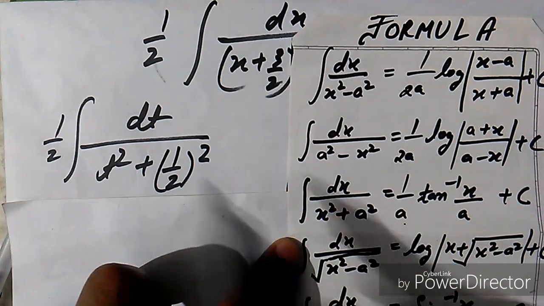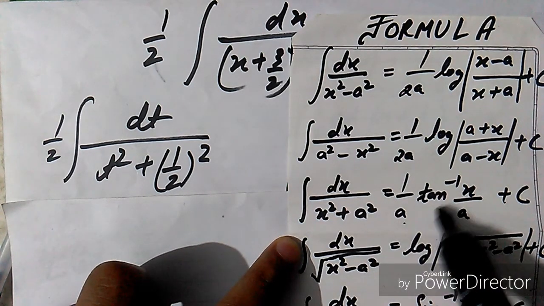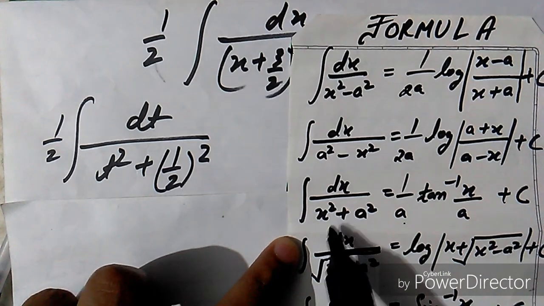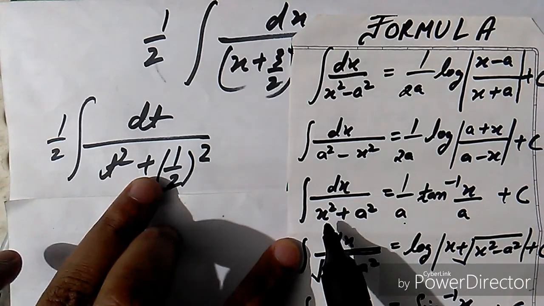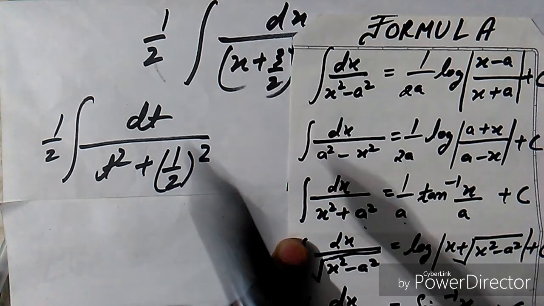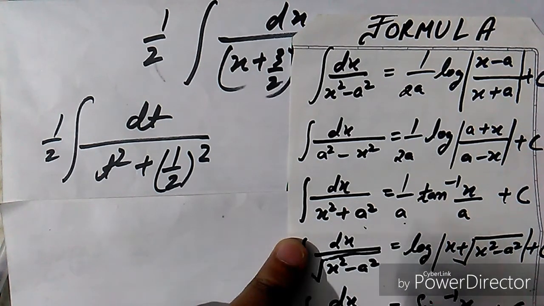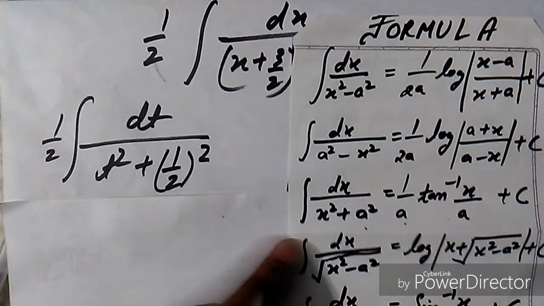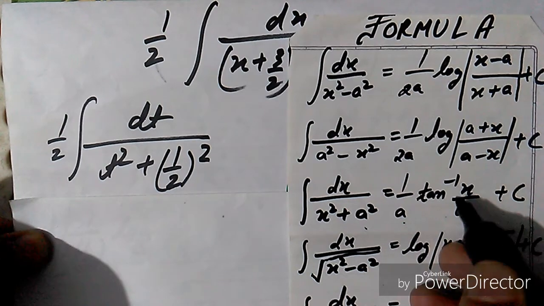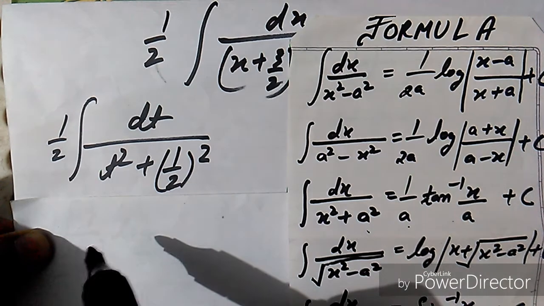Then you see dx by x square plus a square is equal to 1 by a tangent inverse x by a plus c, and you see in place of x there is t, variable, and in place of a, that is 1 by 2. Then that is the same structure there, and we apply this formula in this question. Now we convert it into this formula, that is 1 by a tangent inverse x by a plus c. Then 1 by a, in this 1 by a is 1 by 2.